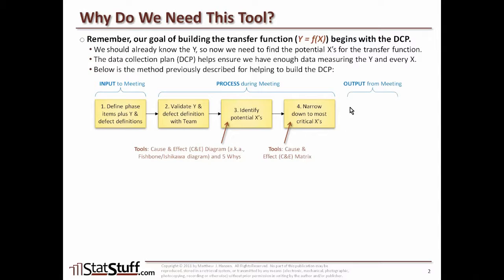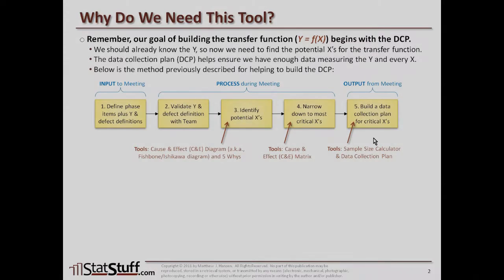Then the last part here is an output from the meeting. Our last step is to build the data collection plan, that DCP, for those critical x's we identified. And this is where we're going to use something like the sample size calculator, as well as consideration for the short and long-term data and the data collection plan, in order to build this final data collection plan from this process.